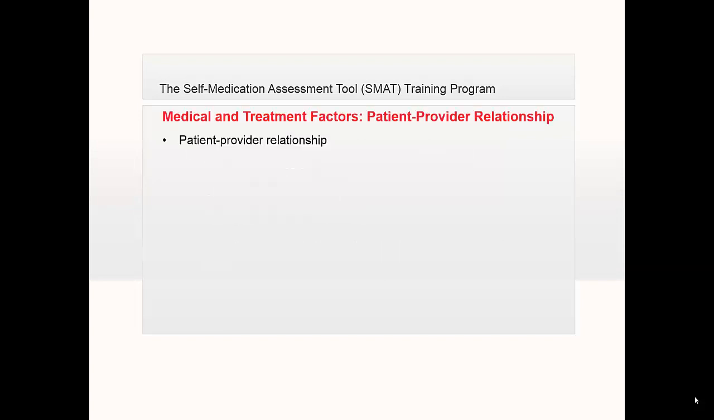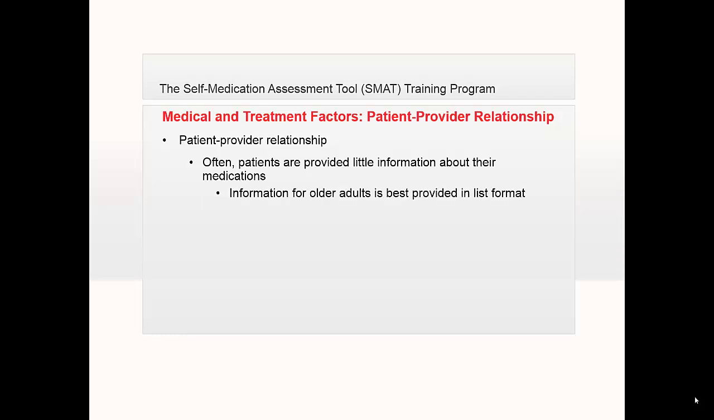Patient-provider relationships are important in medication adherence. Often, patients are provided little information about their medications, or the information is presented in a way that is difficult for older patients to interpret. For example, pharmacists often include a long, typed insert in the medication bag without understanding that information for older adults is best provided in list format.